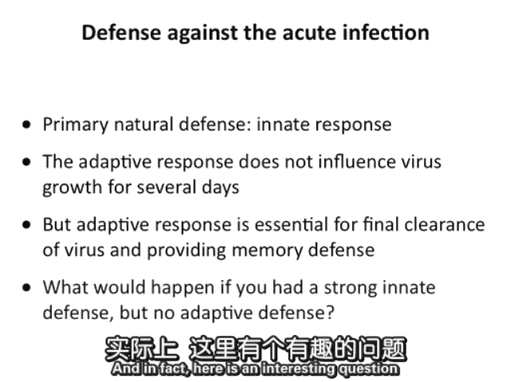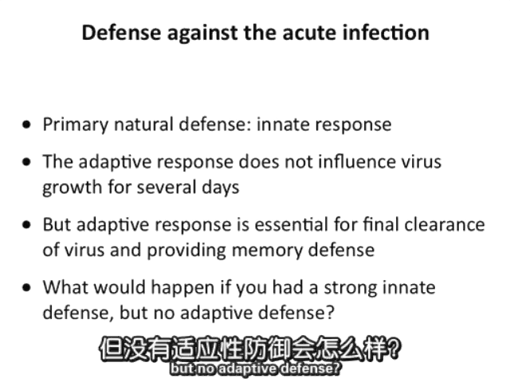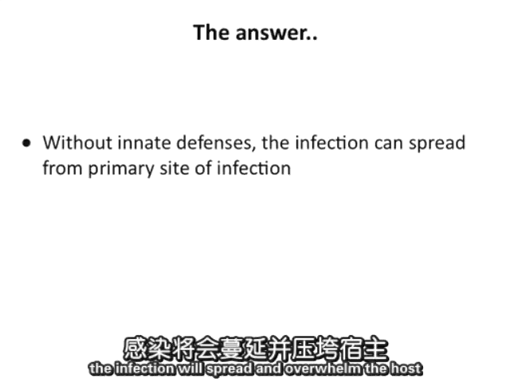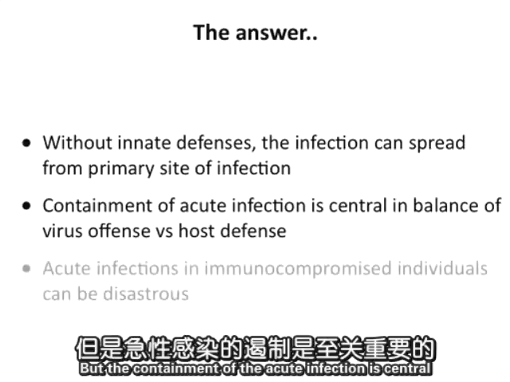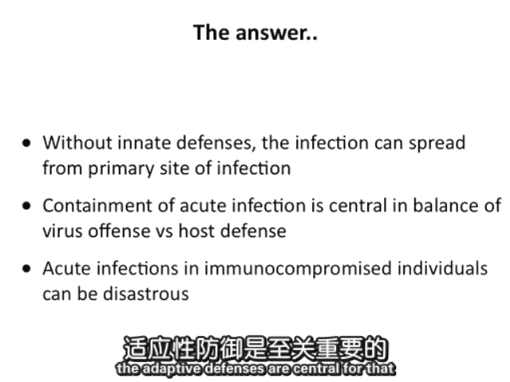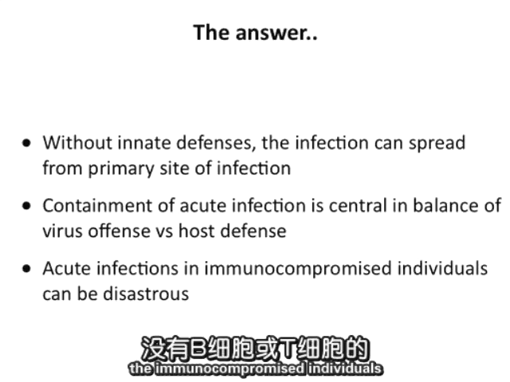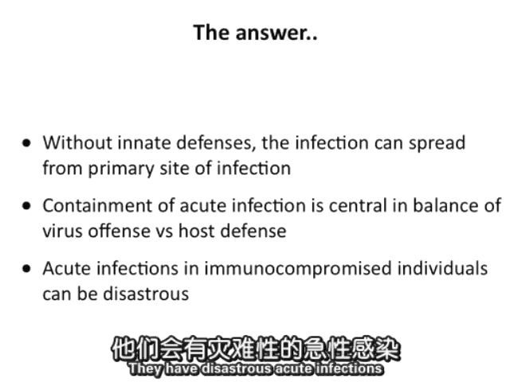And in fact, here's an interesting question. What would happen if you had a strong innate defense but no adaptive defense? And the answer is that without innate defenses, the infection will spread and overwhelm the host. But the containment of the acute infection is essential. The adaptive defense is essential for that. So people without adaptive defenses, the immunocompromised individuals who don't have B cells or T cells, they have disastrous acute infections. They just can't clear them.